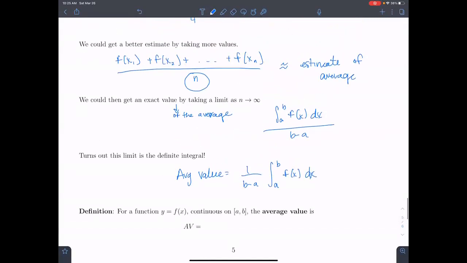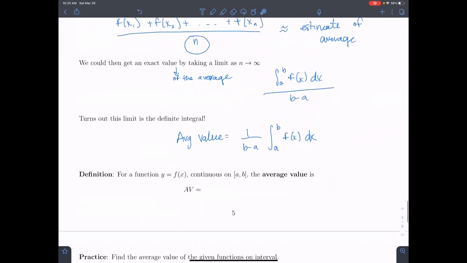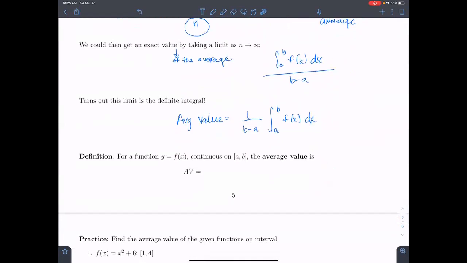And again, that makes sense if you're thinking about adding up a bunch of these and then dividing by n. This is us adding up a bunch of them. This is dividing by n. All right. So that's the average value.